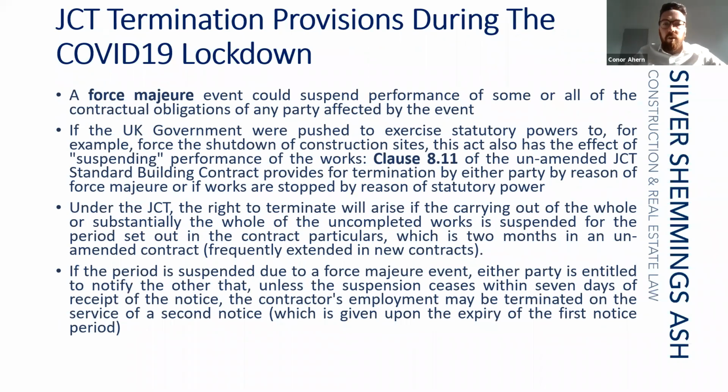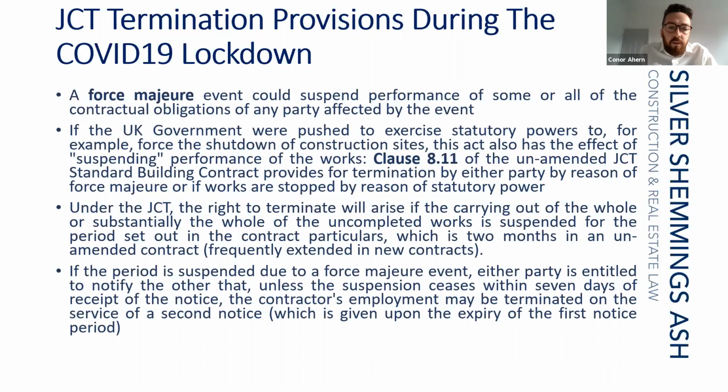Okay, so JCT termination provisions during the COVID-19 lockdown. A force majeure event could suspend performance of some or all of the contractual obligations of any party affected by the event. If the UK government was pushed to exercise statutory powers to, for example, force a shutdown of construction sites, this act also has the effect of suspending performance of the works. Clause 8.11 of the unamended JCT standard building contract provides for termination by either party by reason of force majeure, or if the works are stopped by reason of statutory power.